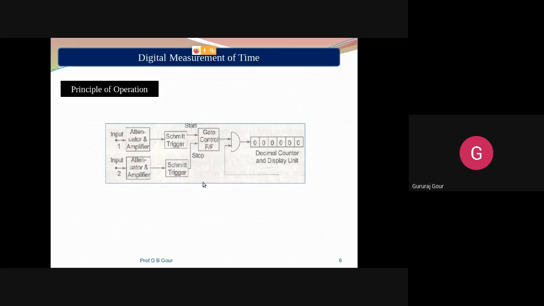So we are trying to adopt the same thing here. The operating principle of time measurement is based on what you may have done on the CRO or oscilloscope screen. If I show you one waveform, how can you measure the time period of that waveform? How do you measure the time period of a given waveform?